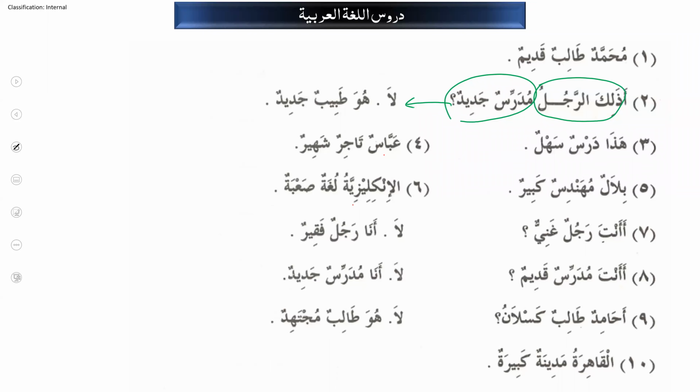Abbas tajirun shahirun. Abbas is mubtada, tajirun shahirun is murakkab tawsifi. Abbas is a famous merchant. Okay, tell me this shahirun, Bilal muhandisun, tell me this shahirun is on which weight? Is it fa'alanu or fa'ilun?